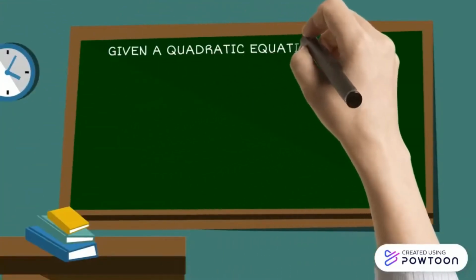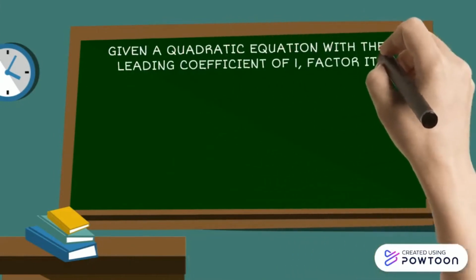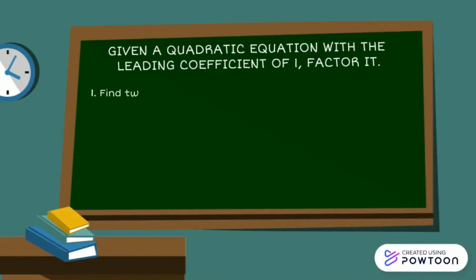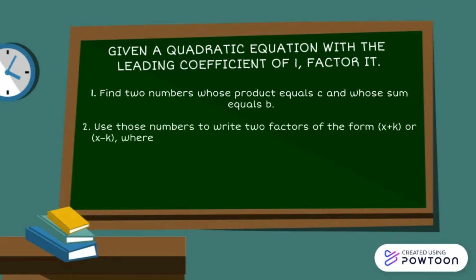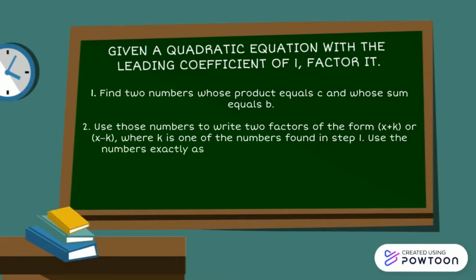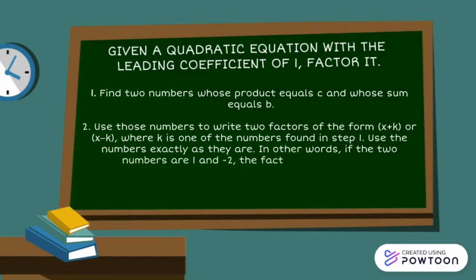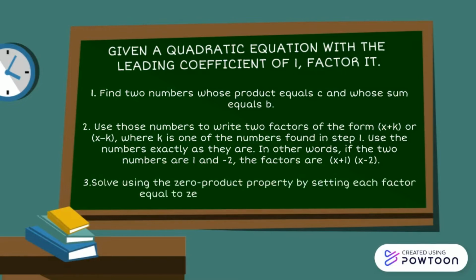How to factor a quadratic equation with a leading coefficient of 1? First, find two numbers whose product equals c and whose sum equals b. Second, use those numbers to write two factors of the form x plus k or x minus k, where k is one of the numbers found in step 1. Use the numbers exactly as they are. In other words, if the two numbers are 1 and negative 2, the factors are x plus 1 times x minus 2. Third, solve using the zero product property by setting each factor equal to 0 and solving for the variable.